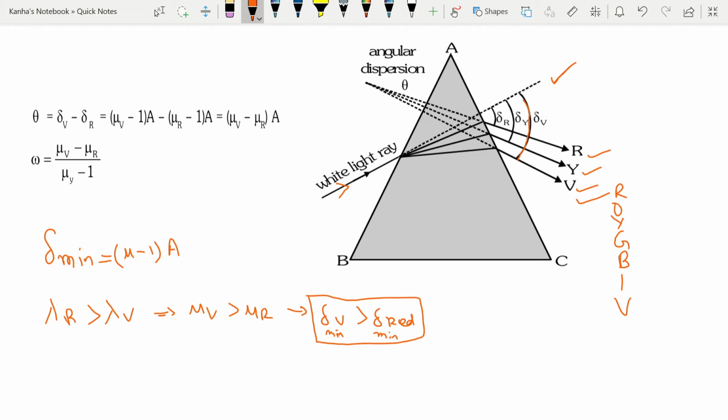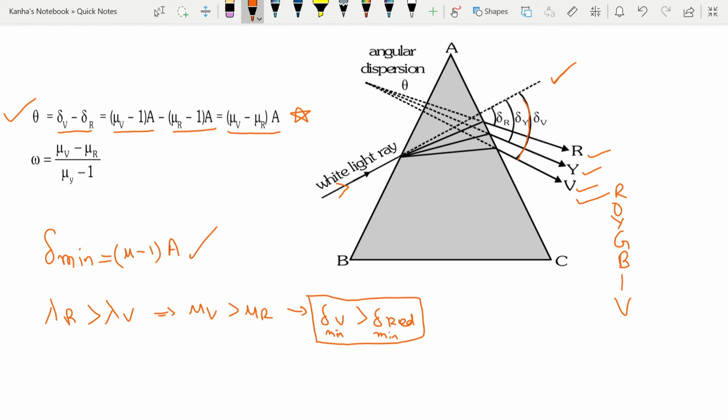Now we come to another important topic, which is angular dispersion. Angular dispersion is the difference of angle of deviations for violet color and red color. It will be denoted by theta, which is equal to deviation for violet minus deviation for red, which is (mu v minus 1) into A minus (mu r minus 1) into A, which is equal to (mu v minus mu r) into A. So you will just take a small note of this formula. Note that it depends on the prism material and on the angle of the prism.